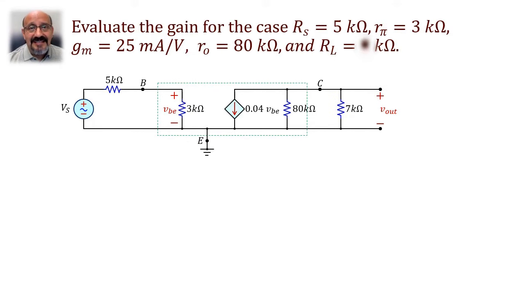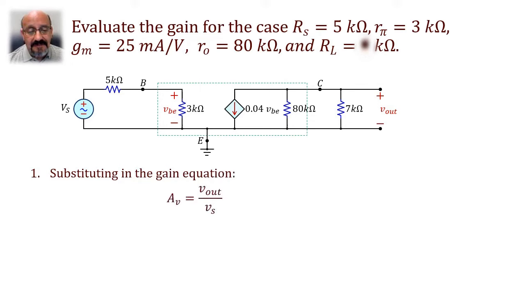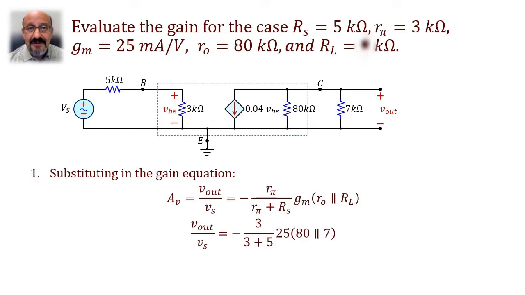To complete the exercise, let's use a numerical substitution to see how the numbers play out and what the answer is numerically. In this particular case, we can just substitute the values that we have. The source resistance is 5 kilo ohms, R pi is 3 kilo ohms, transconductance is 25, our output resistance is 80, and RL is 8 kilo ohms. So we just substitute in the equation from the previous step and find that Vout over Vs is equal to minus. Notice that I'm substituting the resistors in kilo ohms, and if I do the transconductance in milliamps per volt, the units take care of each other.